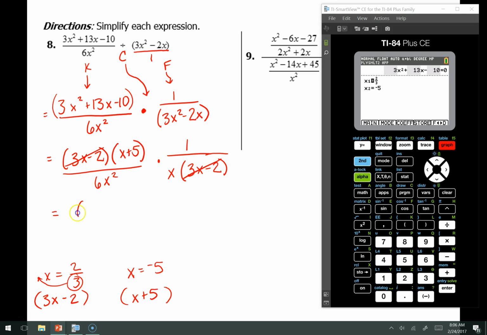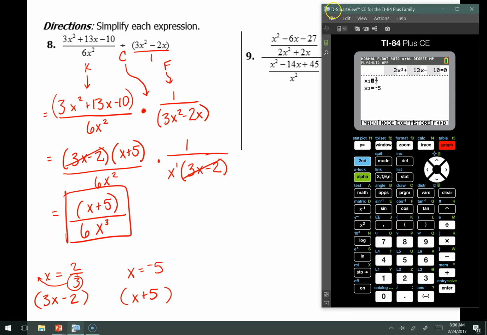So multiplying across the top, 1 times x plus 5 is just x plus 5. I have a 6 in the denominator along with x squared times x to the first power. When I add those exponents together, that gives me x to the third power, and that's my final answer.